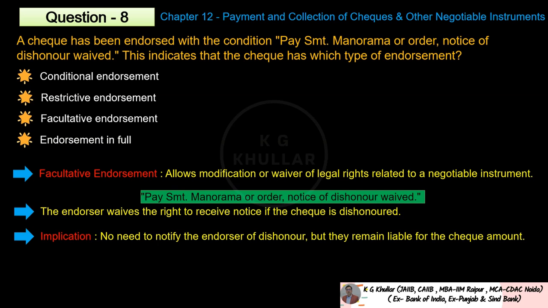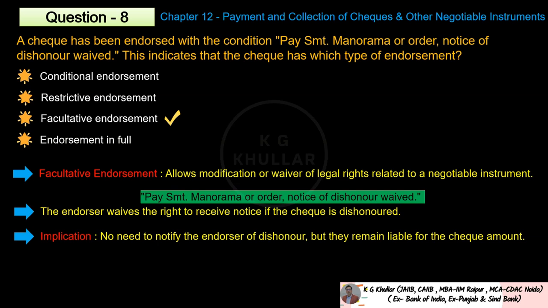However, by including the phrase notice of dishonor waived in the endorsement, the endorser is explicitly stating that they do not need to be informed if the check is dishonored. Now friends, this waiver simplifies the process, but the endorser still remains liable to the endorsee for the amount of the check. Friends, I hope the explanation is clear to you.